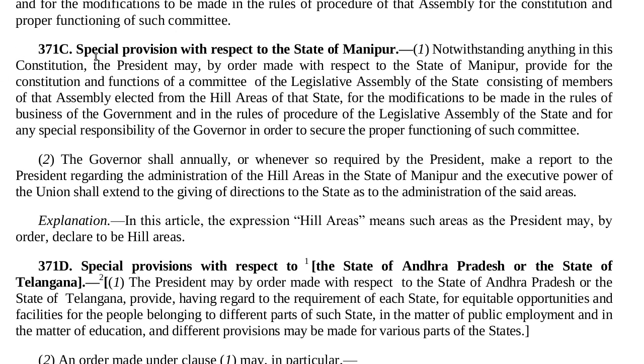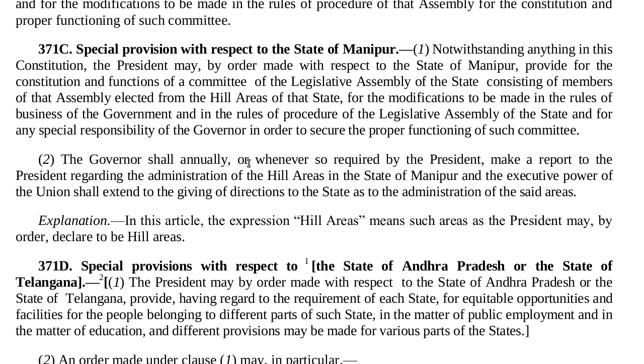Article 371C, special provisions with respect to the state of Manipur. 1. Notwithstanding anything in this Constitution, the President may, by order made with respect to the state of Manipur, provide for the constitution and functions of a committee of the Legislative Assembly of the state, consisting of members of the assembly elected from the hill areas of the state, for the modification to be made in the rules of business of the government and in the rules of procedure of the Legislative Assembly of the state, and for the special responsibility of the Governor in order to secure the proper functioning of such committee.